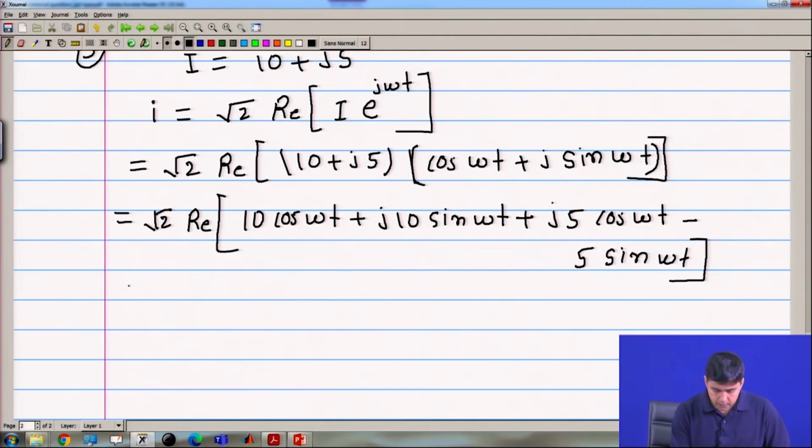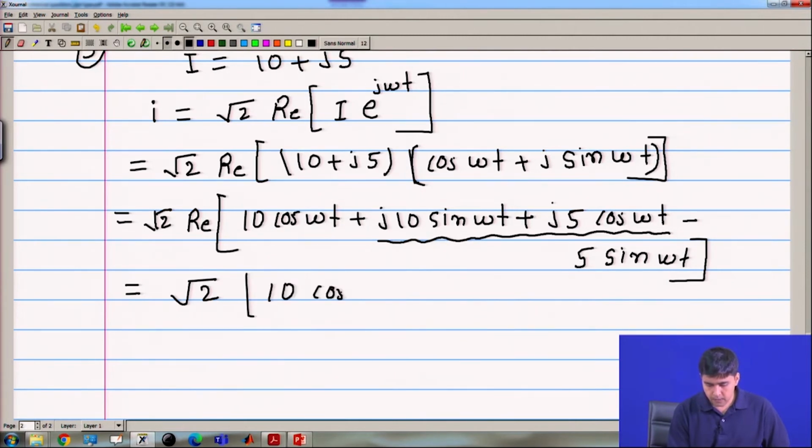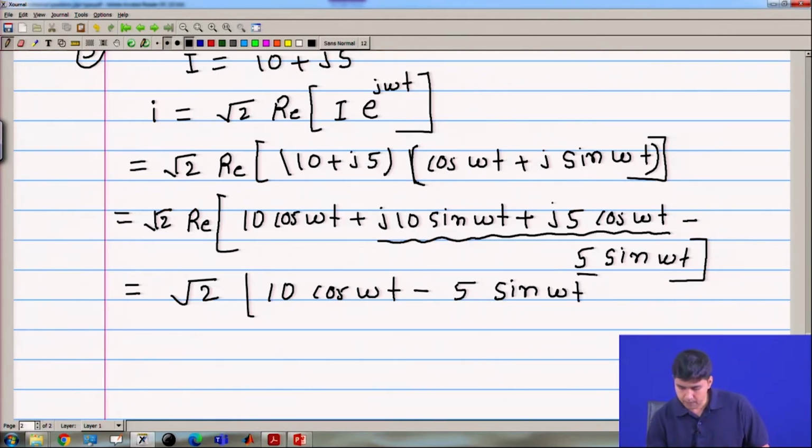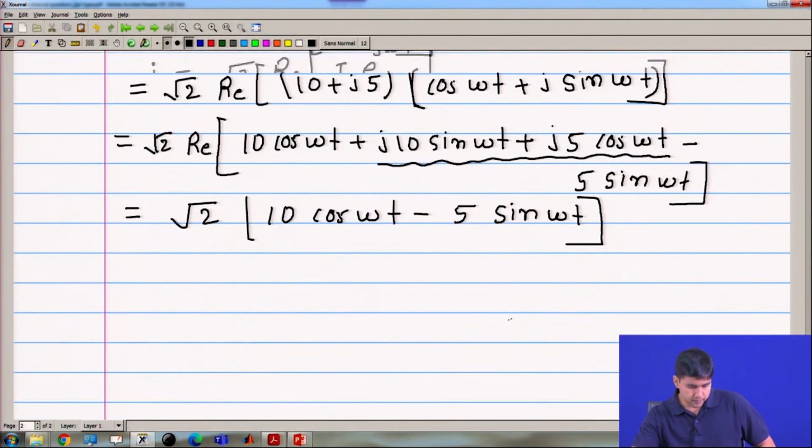So, here we can extract the real part. So, these terms are imaginary part. So, the instantaneous quantity, real part of this, will be square root of 2 times (10 cos omega t minus 5 sin omega t). So, this will be the final answer, root 2 (10 cos omega t minus 5 sin omega t). Similarly, we can do for the next part.